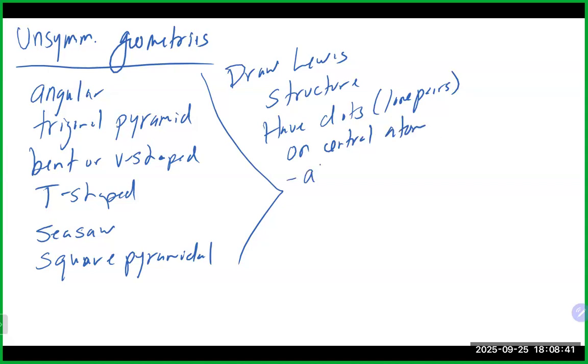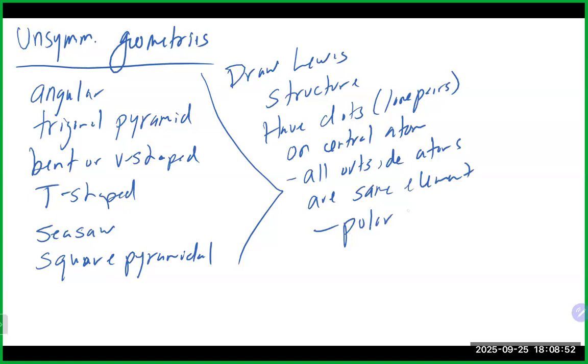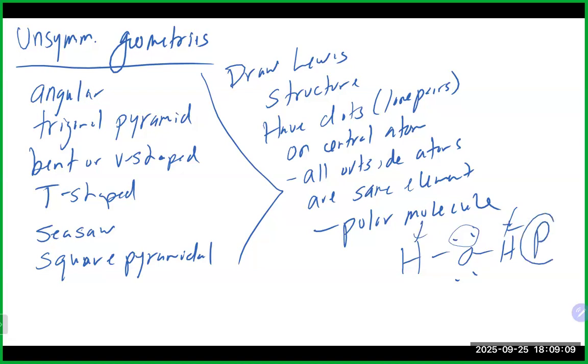And if all the outside atoms are the same element, it is most likely going to be a polar molecule. So that's a pretty straightforward one. That is why, for example, our water that we saw earlier, when I look at water, I see dots, I see the same element on the outside, I see it's a polar molecule without having to really think too much about it.